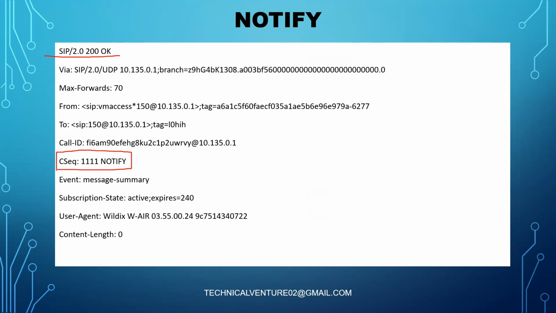So it's easy to determine with the help of CSeq, because you must be having so many 200 OK messages, right? A 200 OK will be there for the subscribe message, a 200 OK will be there for the bye message, and a 200 OK will be there for the invite as well. So with the help of this CSeq number, you will identify which 200 OK is for which message.